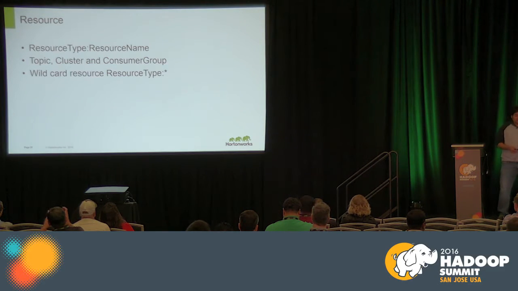The resource is also just like the principal. It has a type and a name. Right now, the type is a topic, a cluster, or a consumer group. Moving forward, with Kafka Streams, K-tables, and Kafka Connect, as we add support for those, we may add more types there. There is also wildcard support, so you can just say this user can access all topics.